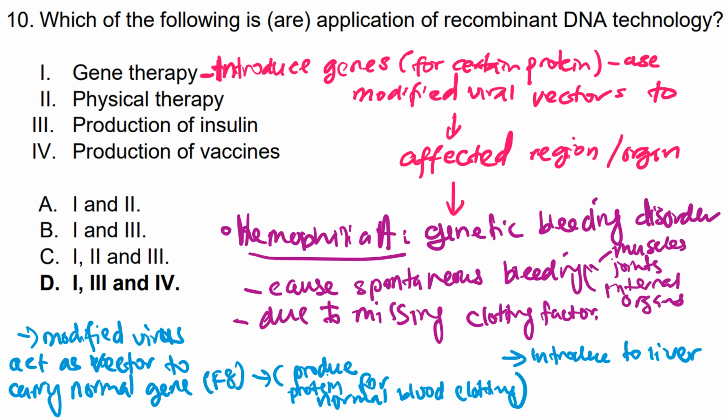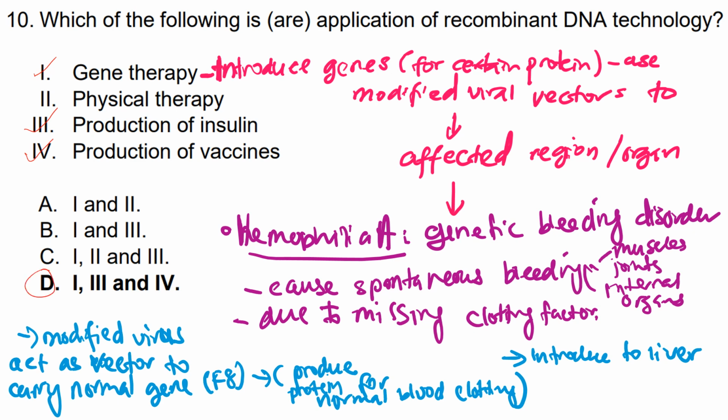Which of the following is or are applications of DNA technology? So let's look at the choices. The first one, recombinant DNA technology, is used for gene therapy, production of insulin, and also production of vaccines. So the answer would be D.